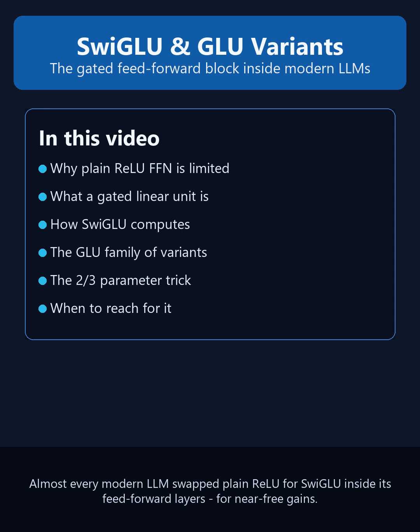Every modern language model, Llama, Mistral, Gemma, DeepSeek, hides the same small upgrade inside its feed-forward layers: SwiGLU. It quietly replaced the plain ReLU that transformers shipped with, and it made models train better for almost no extra cost. In this video: why the old feed-forward block was limiting, what a gated linear unit is, how SwiGLU computes, the GLU family, the clever parameter trick, and when to reach for it.